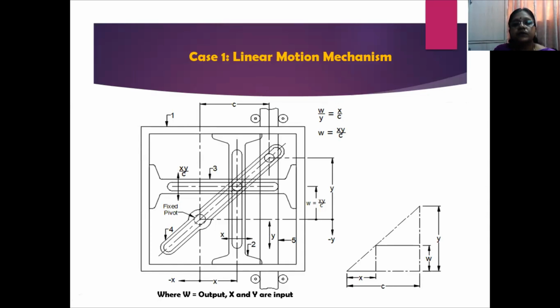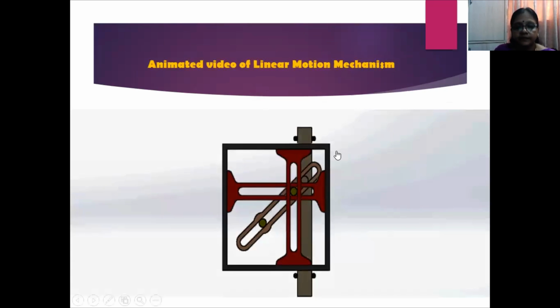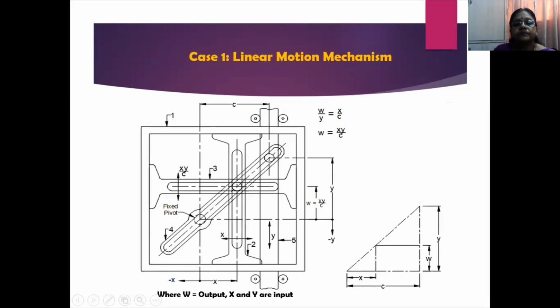Now this W equal to xy by c can be obtained from a similar triangle concept again. You just draw some triangles here on these four positions, from here to here, and try to indicate these x, y, w, c positions in order to obtain the ratios: w by y is equal to x by c, and w is equal to xy by c.